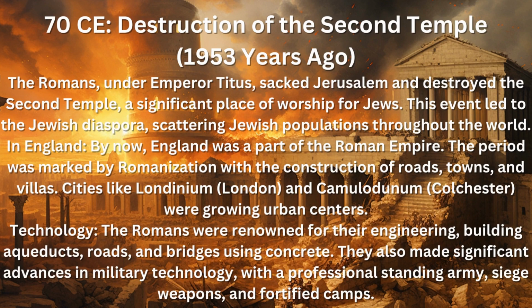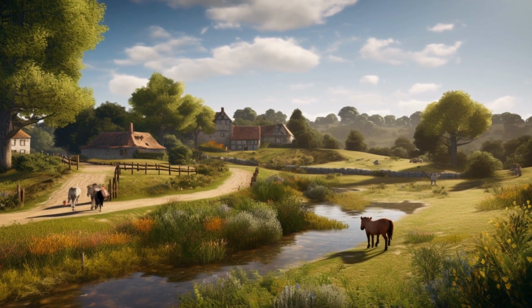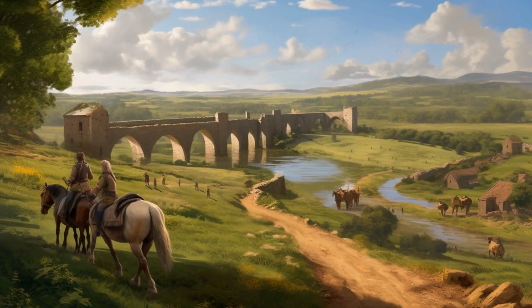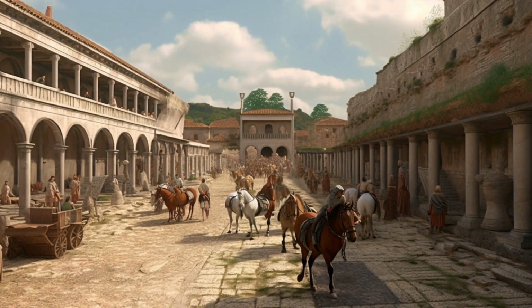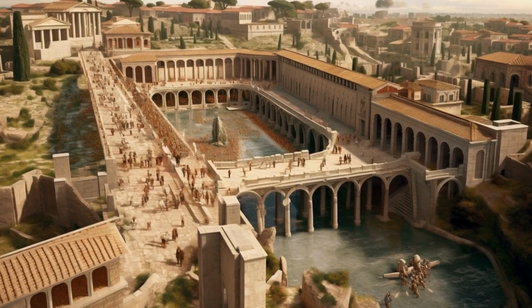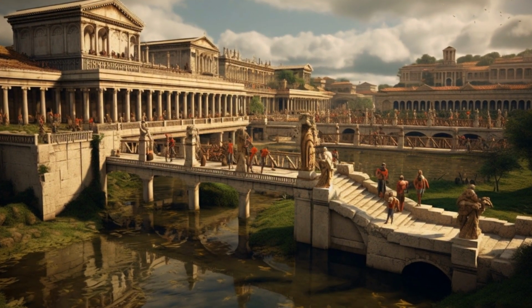70 CE, destruction of the Second Temple. The Romans, under Emperor Titus, sacked Jerusalem and destroyed the Second Temple, a significant place of worship for Jews. This event led to the Jewish diaspora, scattering Jewish populations throughout the world. In England, by now, England was a part of the Roman Empire. The period was marked by Romanization with the construction of roads, towns, and villas. Cities like Londinium, London, and Camulodunum, Colchester, were growing urban centers.